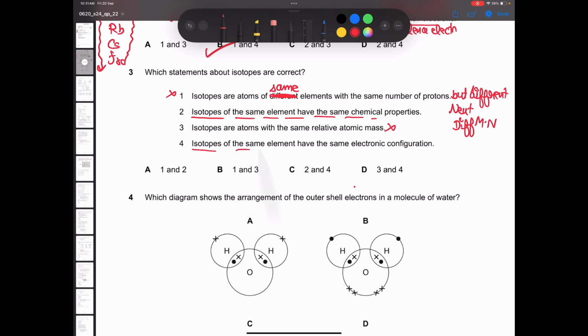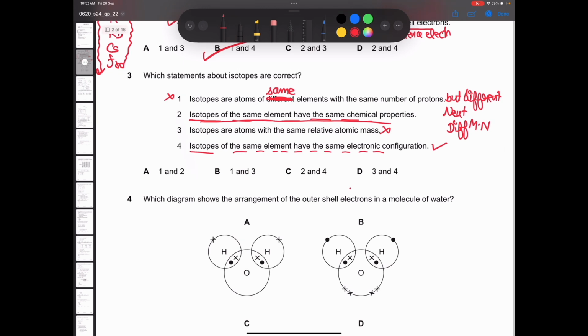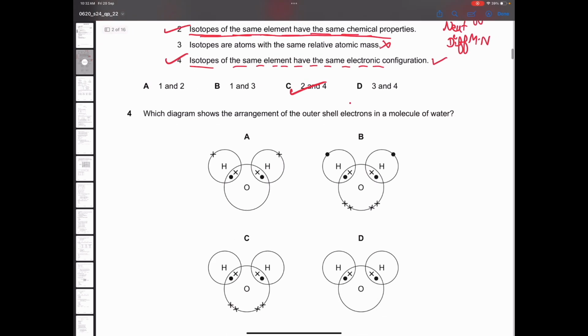Isotopes of the same element have the same electronic configuration. Yes, this is right. They have the same electronic configuration and that is the only reason they have the same chemical properties. Sometimes it is also asked in exams why isotopes have similar chemical properties. The answer to that is because they have the same electronic structure or electronic configuration. So statements 2 and 4 are right, which means option C is correct.